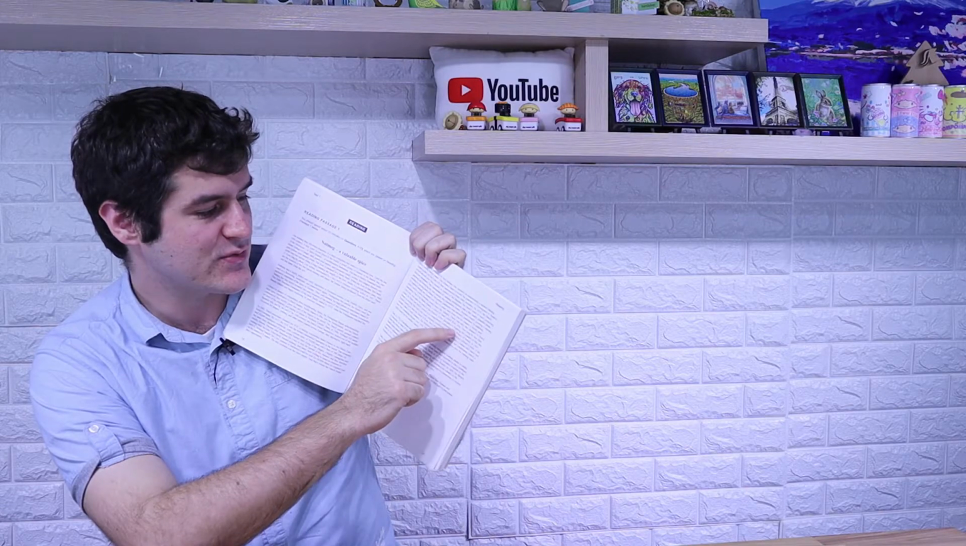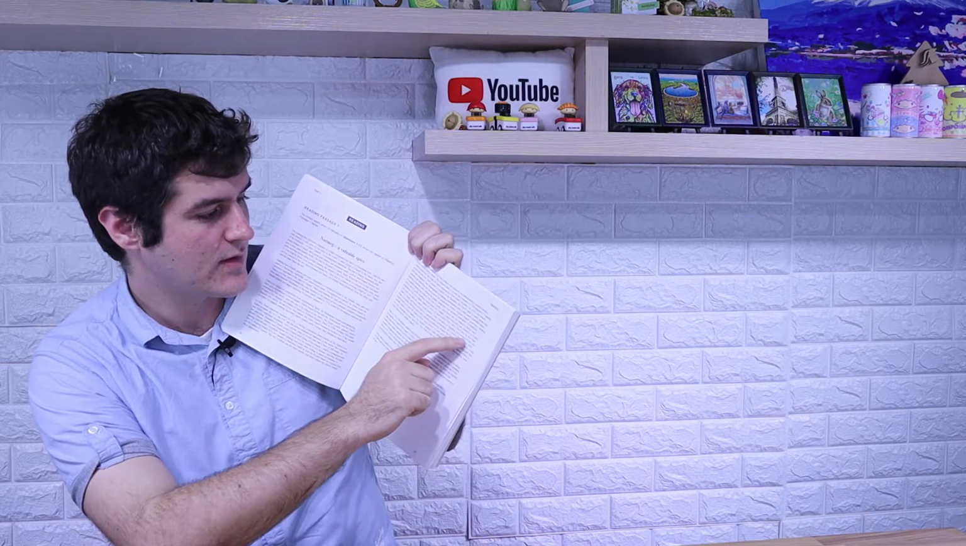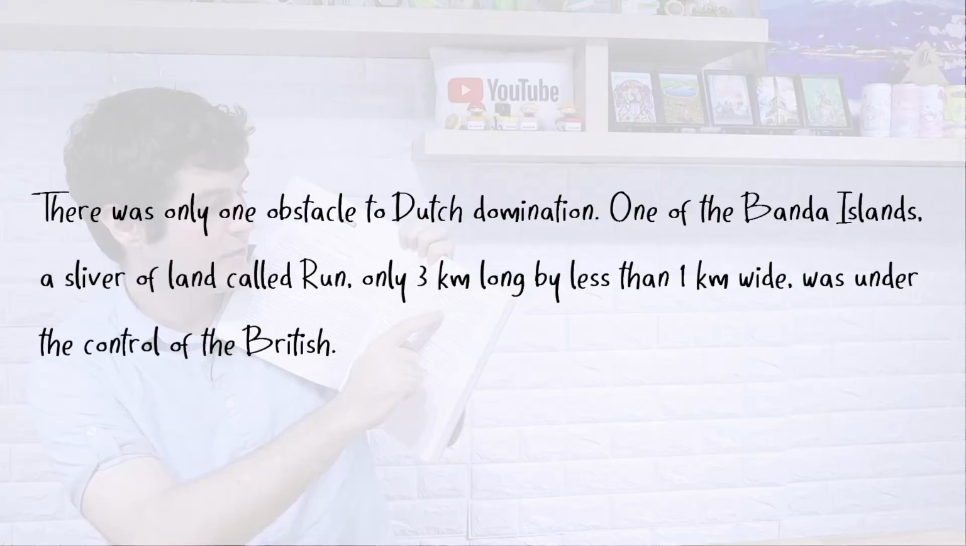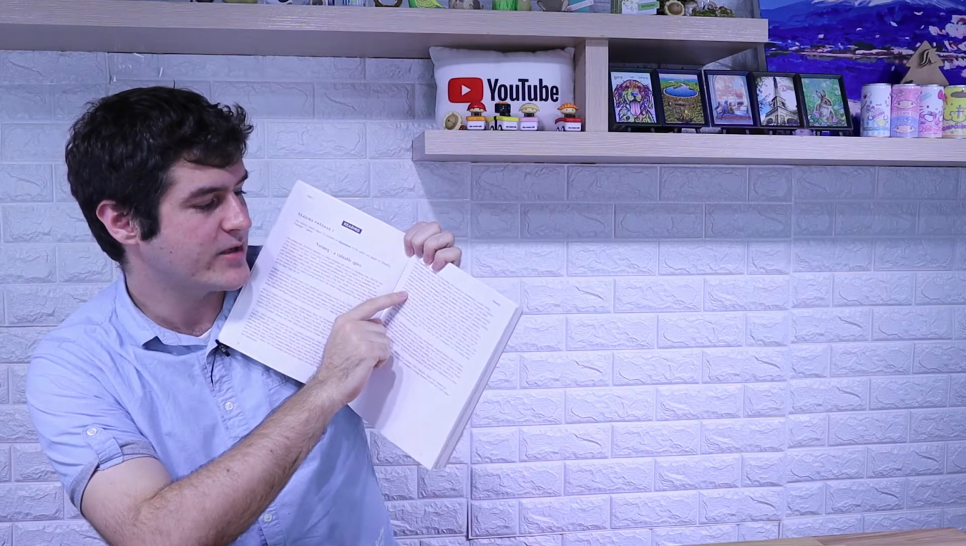However, we can see that there's referencing up here. This tiny island. We need to find out what tiny island they're talking about. Let's read some of the previous sentences. There was only one obstacle to Dutch domination. One of the Banda Islands, a sliver of land called Run, only 3 kilometers long by less than 1 kilometer wide, was under the control of the British. Okay. But what domination? We need to go even further back. There we go.